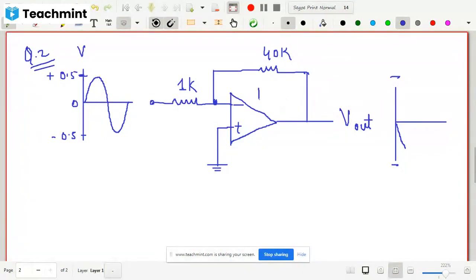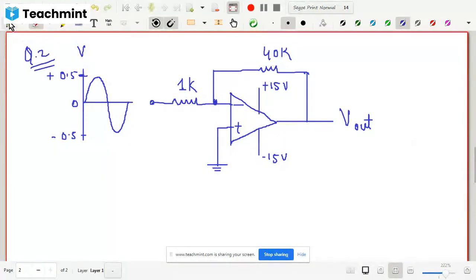And one more thing, it is given here, the saturation voltages are given, like this is your plus 15 volt and this is your minus 15 volt. This is the saturation. So the nature of the potential should be like this, but up to which level it will go, that we need to find out. Let me erase this one, we'll come back to this later on.